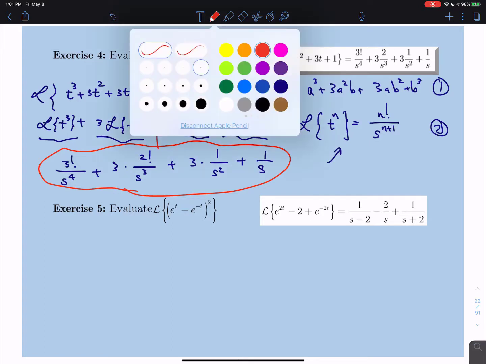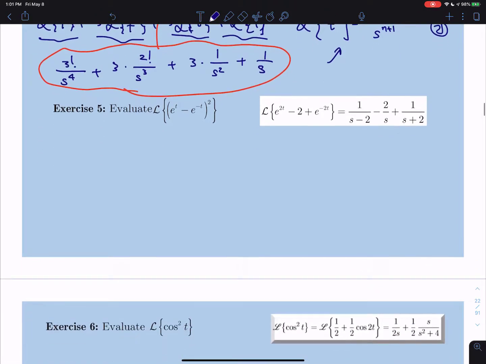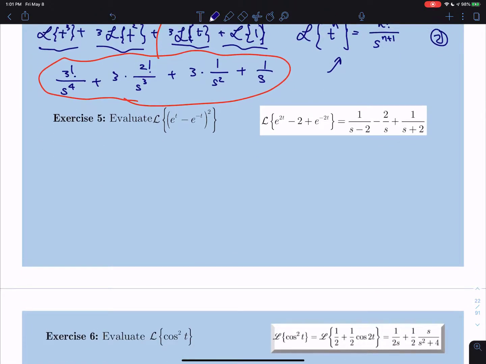All right, moving on to our next example. Same thing here. If I'm asking you to do (e to the t minus e to the minus t) squared, again, you will use (a minus b) squared, which is a squared minus 2ab plus b squared. So the Laplace transform of this expression, you just do it out, would be e to the power of 2t minus 2 e to the t e to the minus t, which is e to the 0, so 1, so it's just 2. Plus e to the minus t squared, which is e to the minus 2t.